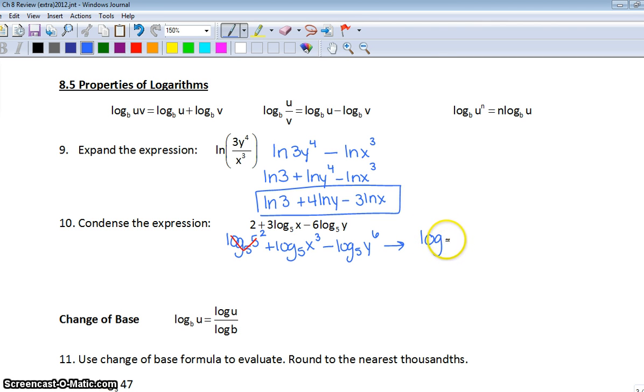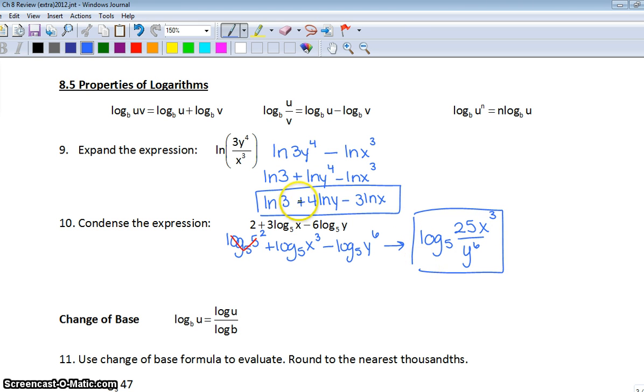So we're only going to have log base 5 once, and as we just said, we've got 5 squared, which is 25. We're adding x to the third. When we go back to our rules, adding means multiplication, so I'm going to take 25 and multiply it by x to the third. Then I'm subtracting y to the 6th. Subtraction means division, so that's divided by y to the 6th.